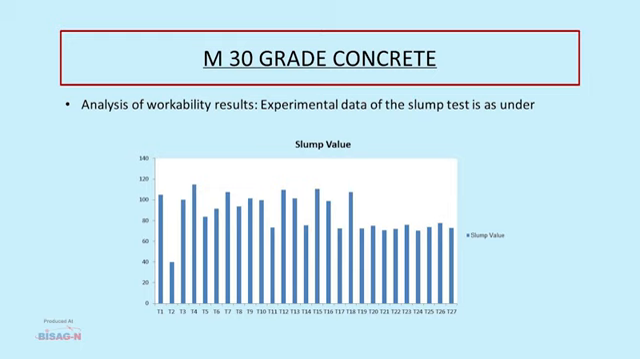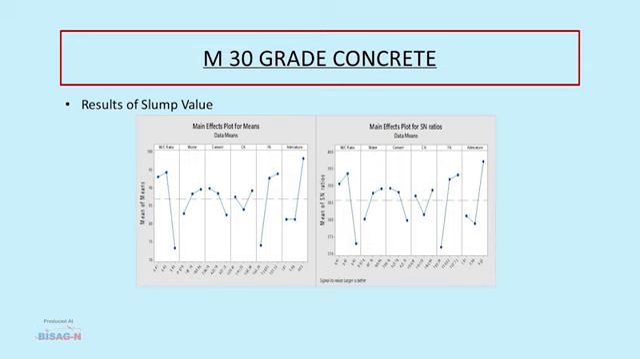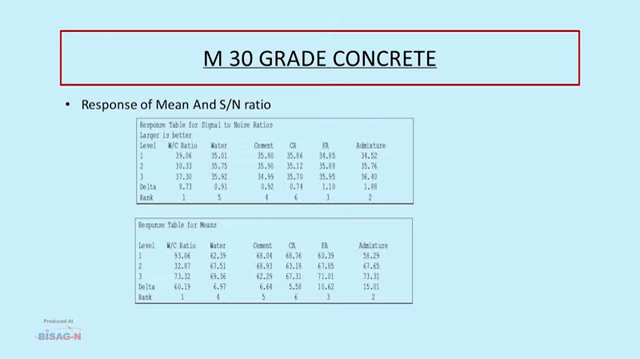Now, we come to the analysis. After getting the results from the laboratory, the experimental results are shown in the bar chart. The results of the slump value show that a water to cement ratio of 0.3 is the optimum value for it, and water to cement ratio is the most important factor which governs the slump value, followed by the admixture, the fine aggregate, the cement and finally the coarse aggregate.